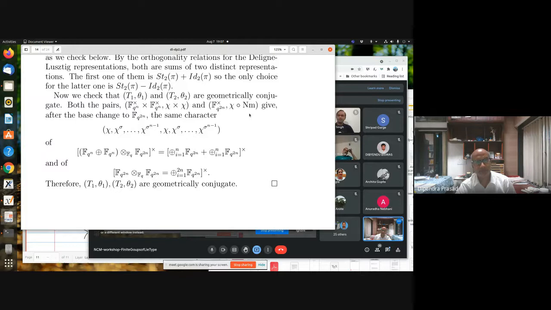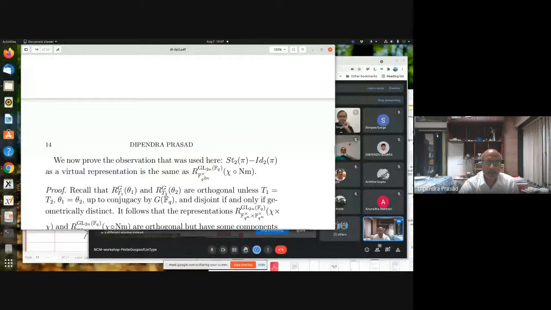So therefore orthogonality and disjointness imply that this Deligne-Lusztig induction is the difference of those two representations which came up in the principal series. Okay, good.